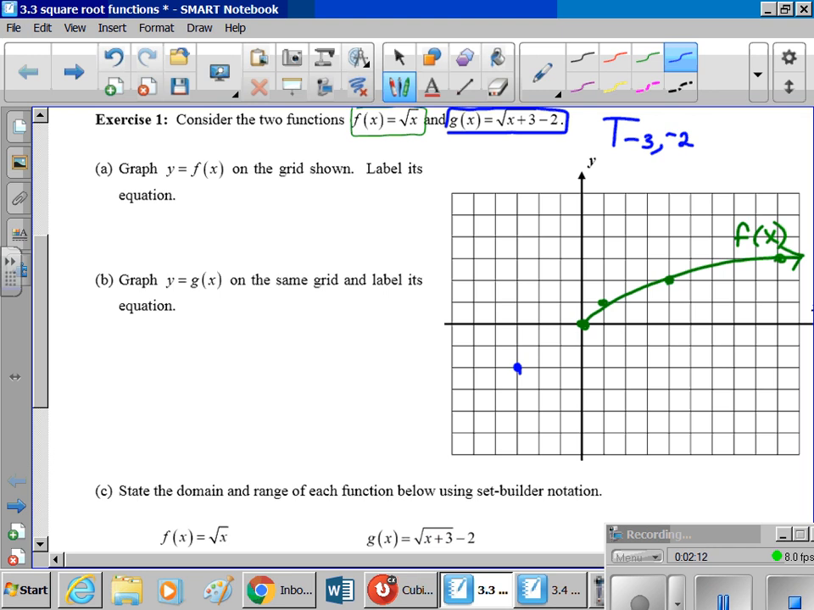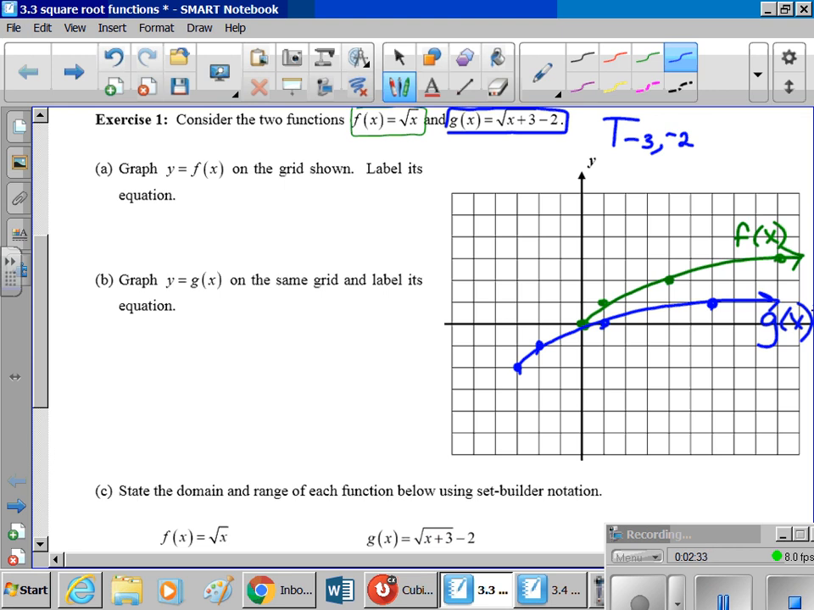So this one, 1, 2, 3, 1, 2. This one, 1, 2, 3, 1, 2. This one, 1, 2, 3, 1, 2. So this is what g of x looks like. Again, if you're getting confused with the translating, use your calculator. All right?